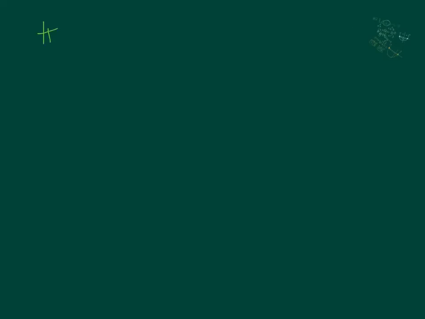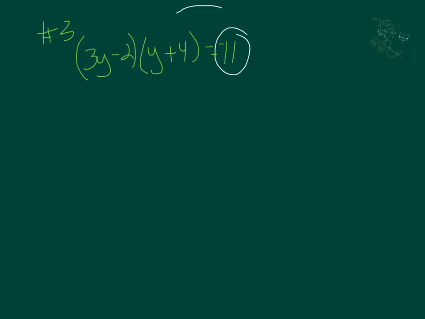Here's example number 3. It says 3y minus 2 times the quantity y plus 4. Well, that looks like it's already factored. Well, I'm going to set it equal to negative 11. Uh-oh, what's wrong with this picture? Oh, Mr. Williams, you told me that it's always got to be set to 0, but this one's not. Plus, this side needs to be FOILed first before I can do anything. So do a little FOIL here.